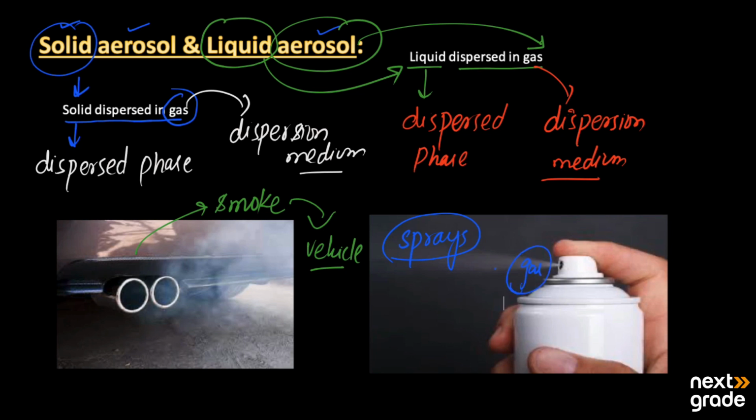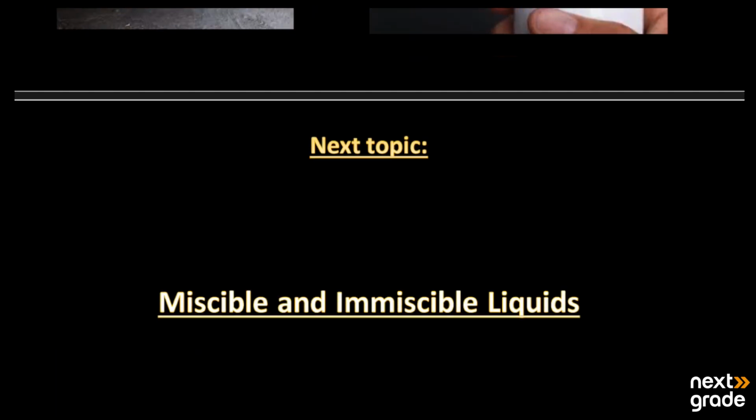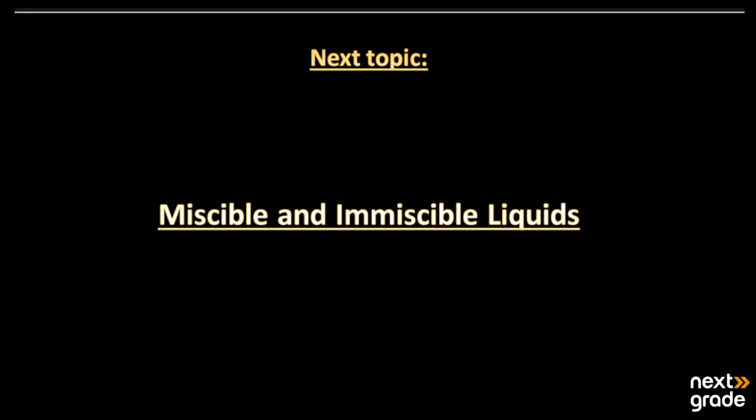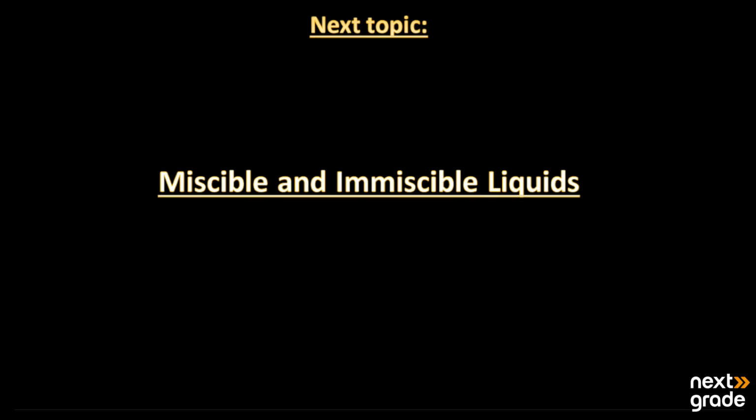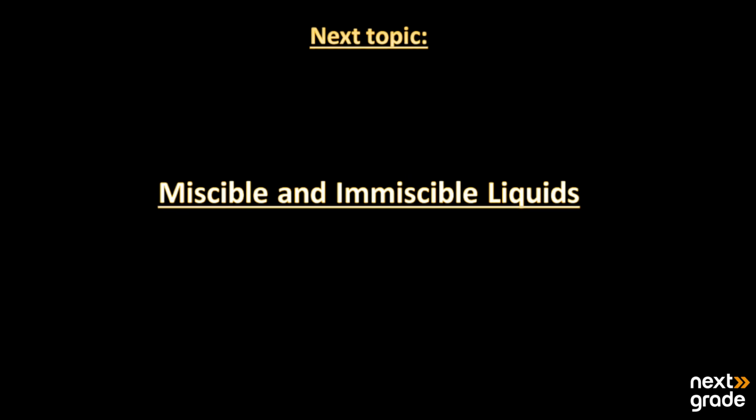So all these are the classes of colloids that we have, and you may check more examples of colloids from things you use in daily life, and in this way you will be able to know which thing is a colloid and which class it falls into. And this is all about today's lecture. In the next topic we will discuss miscible and immiscible liquids, which depend upon the nature of the liquids, whether they are polar or non-polar, and whether they are soluble or not.